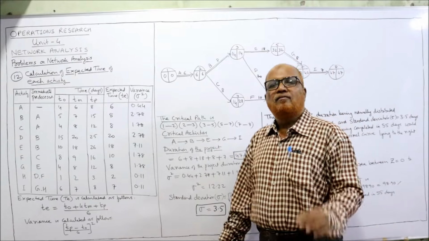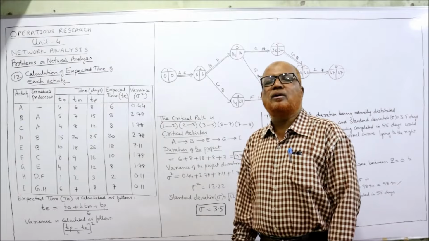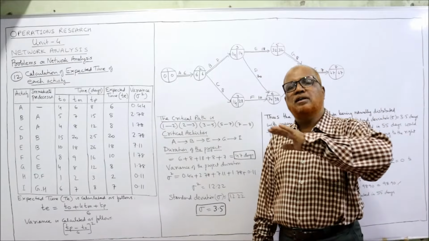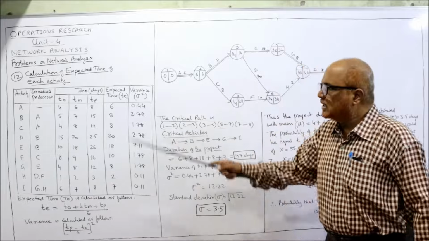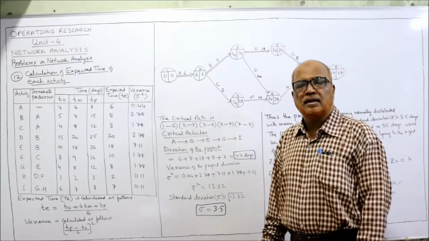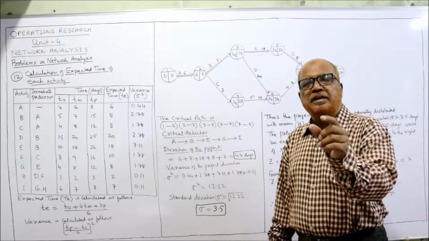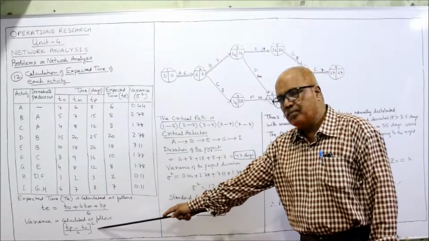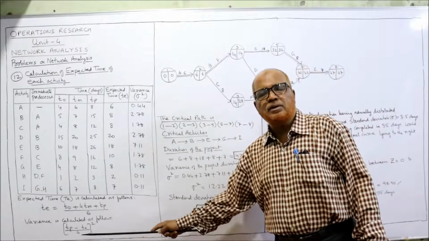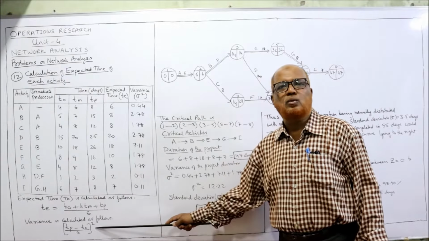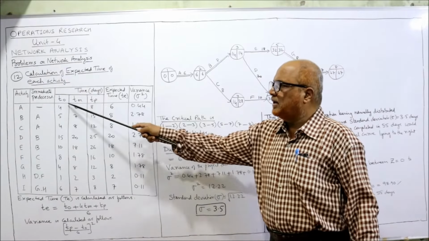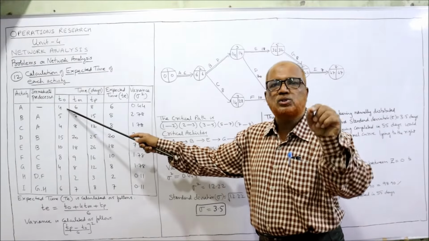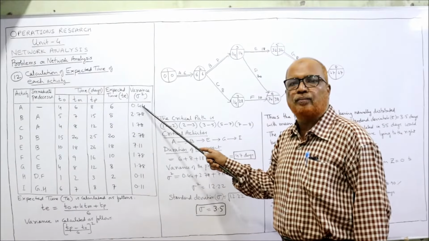Now, variance. We need variance whenever we are required to find out the probability. In this problem, it is asking what is the probability that the project will be completed in 55 days? That's why we need variance, right? The formula for variance is ((TP minus TO) divided by 6) whole square. Pessimistic time minus optimistic time divided by 6, whole square. So for every activity we have TP and TO. So 8 minus 4 divided by 6, whole square, you will get 0.44.